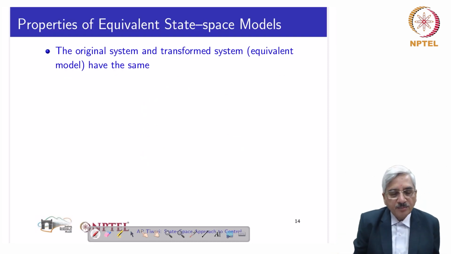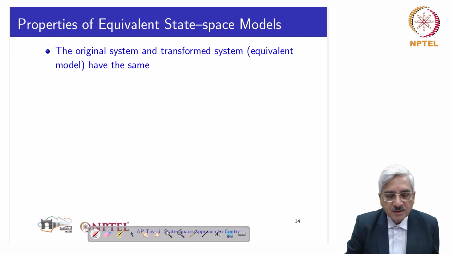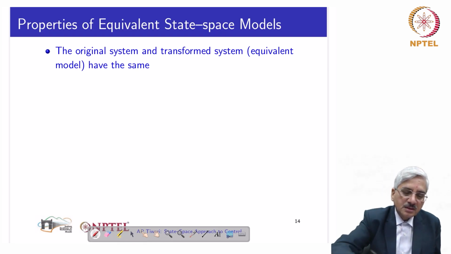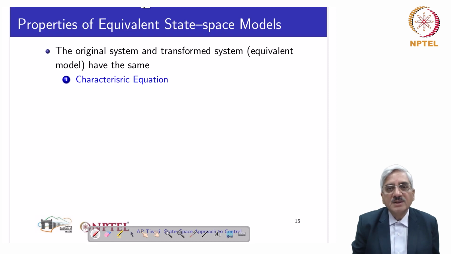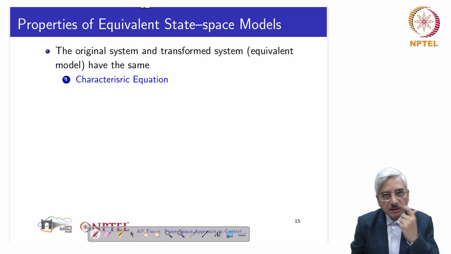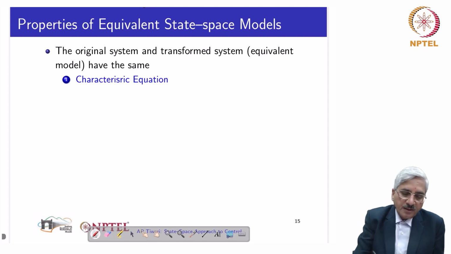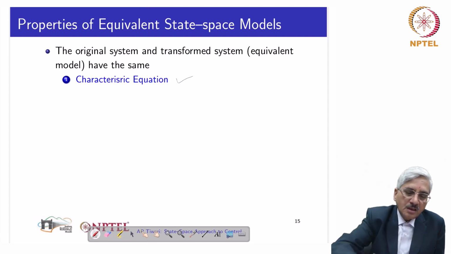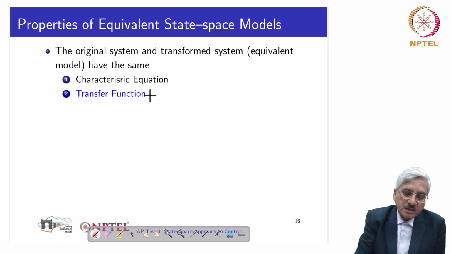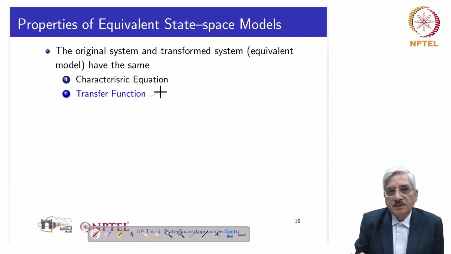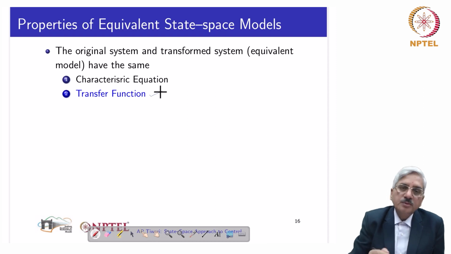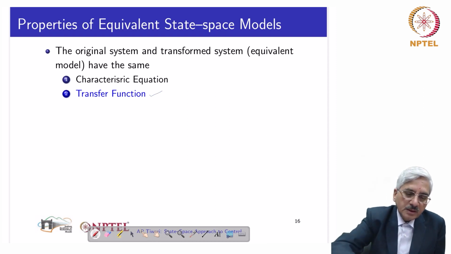Now, there are certain properties which similarity transformations, or equivalent state space models, satisfy. These are that the original system and the transformed system have the same characteristic equation. The system matrix in the original representation and the system matrix in the equivalent representation have the same characteristic equation, and also the two systems have the same transfer function. This is what happens.